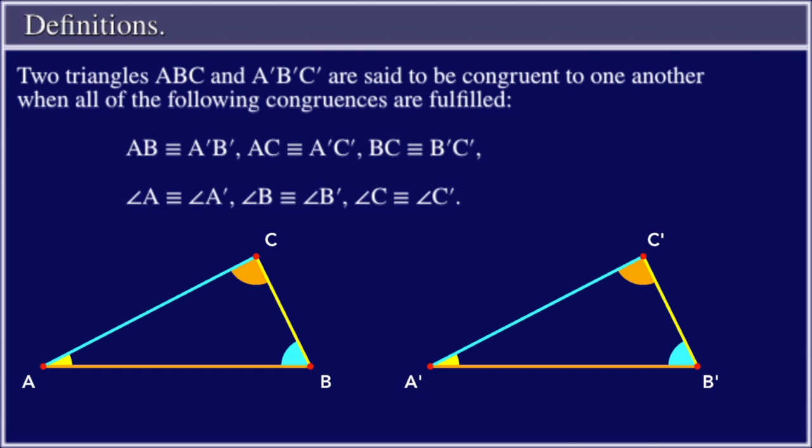Two triangles ABC and A'B'C' are said to be congruent to one another when all of the following congruences are fulfilled. AB is congruent to A'B', AC is congruent to A'C', BC is congruent to B'C', the angle A is congruent to the angle A', the angle B is congruent to the angle B', and the angle C is congruent to the angle C'.